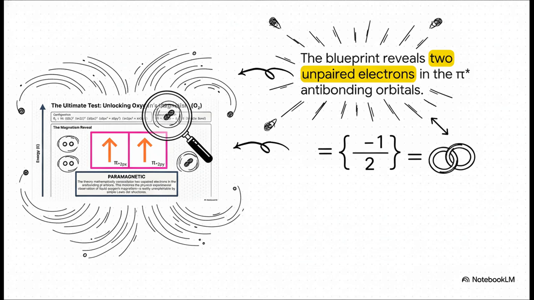Now, here's a crucial quantum rule. Electrons would rather occupy separate orbitals before they're forced to pair up. And the result? O2 has 2 unpaired electrons, sitting all by themselves. Oh, and the blueprint also predicts its bond order: 1/2 of 8 bonding minus 4 antibonding equals 2. A stable double bond, just like we know it has.